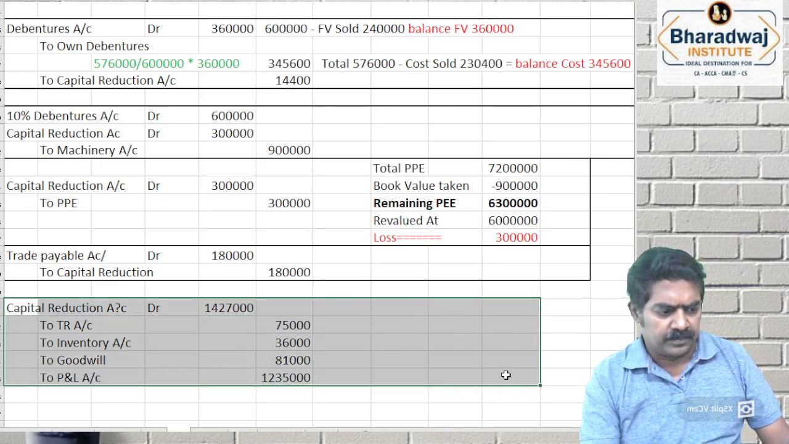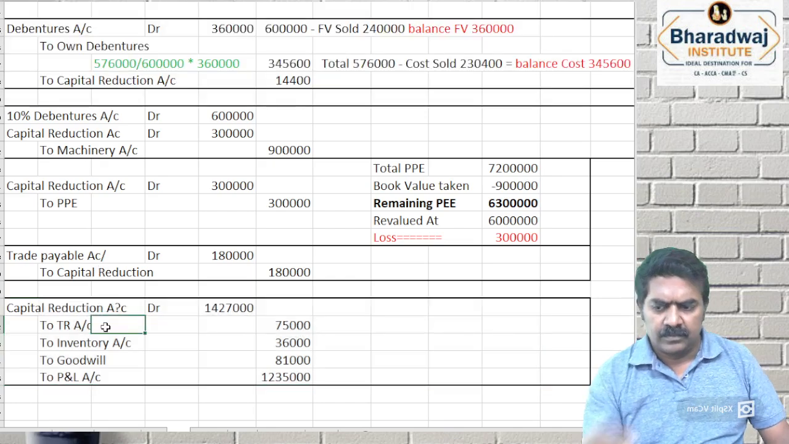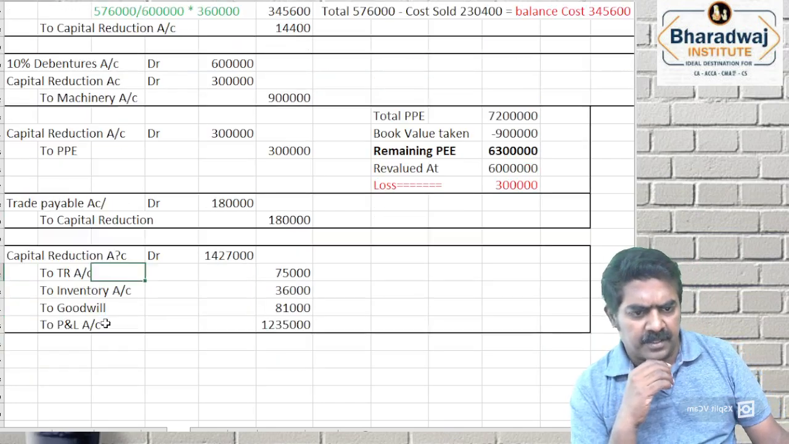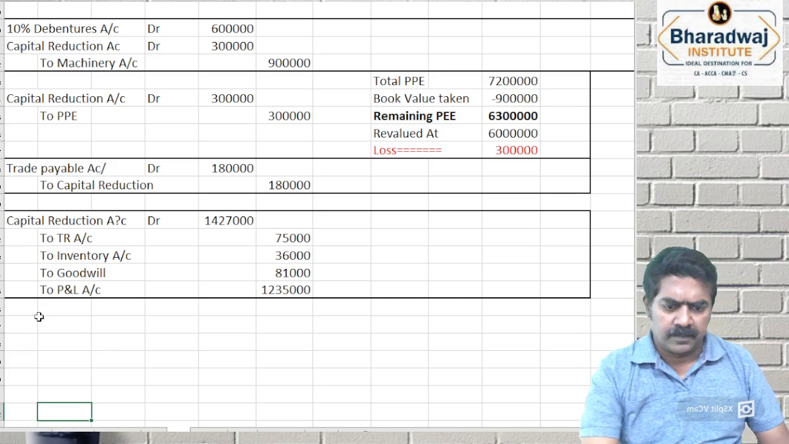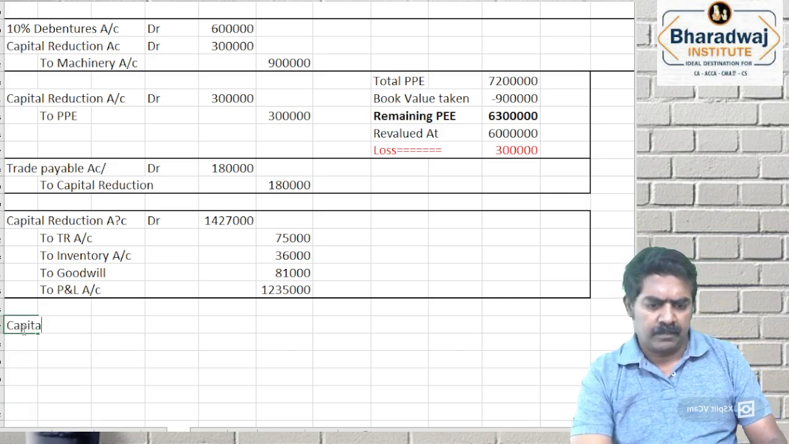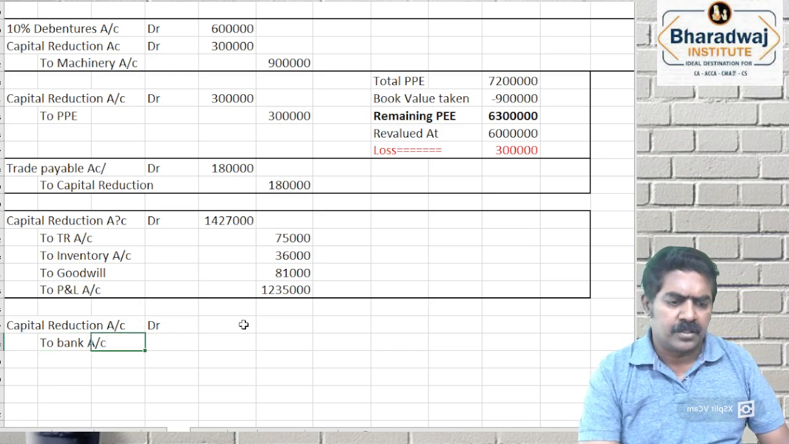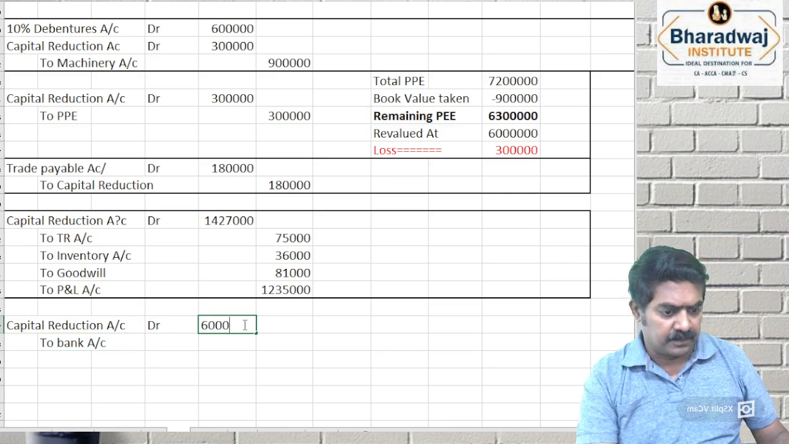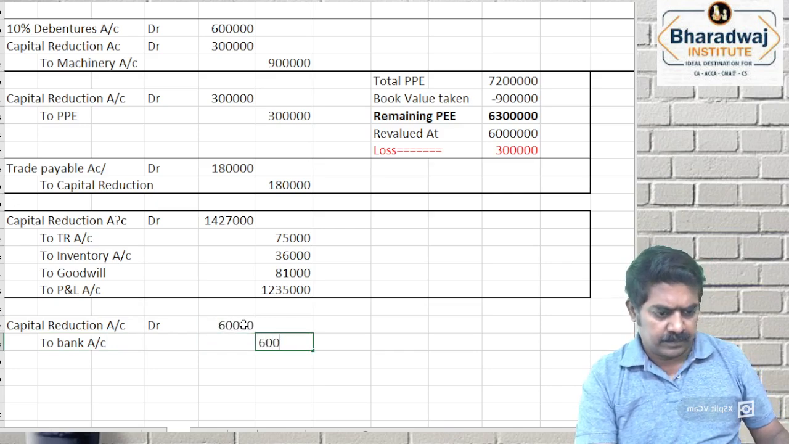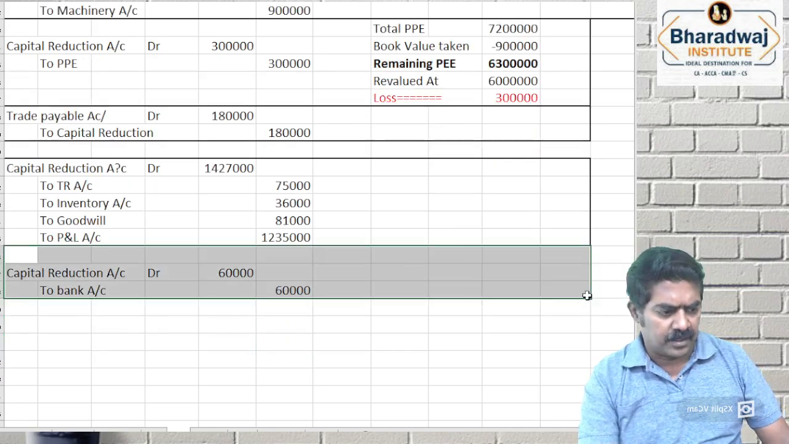Next என்ன சொல்றோம்? There is reconstruction expense இல்லையா? What is the entry for reconstruction expenses? How much capital reduction to bank? 60,000. Then that's it.